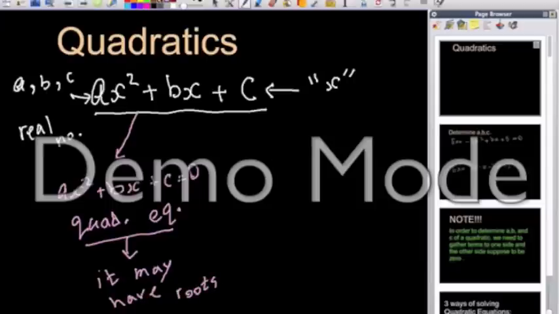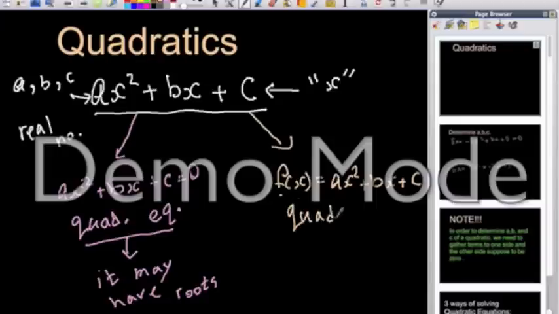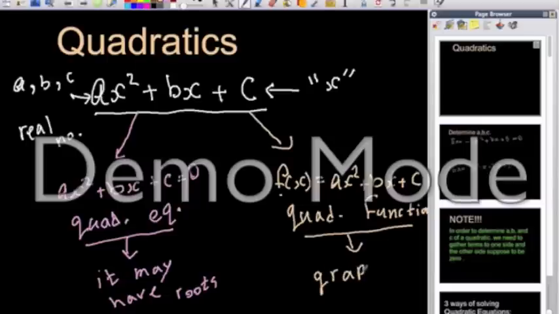And the other one is f(x) equals ax squared plus bx plus c. And this is the quadratic function. In this case, we get graphs, parabolic graphs.